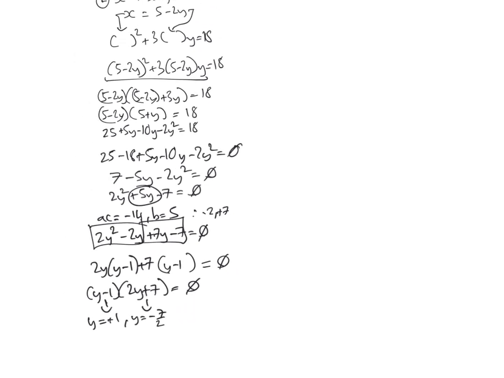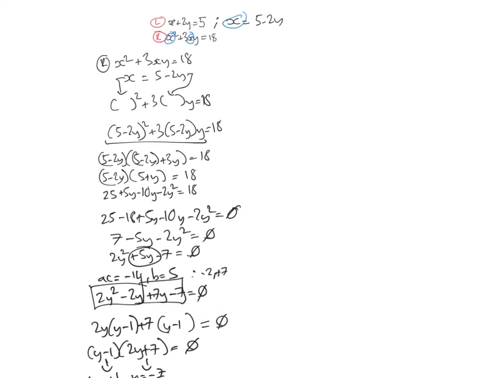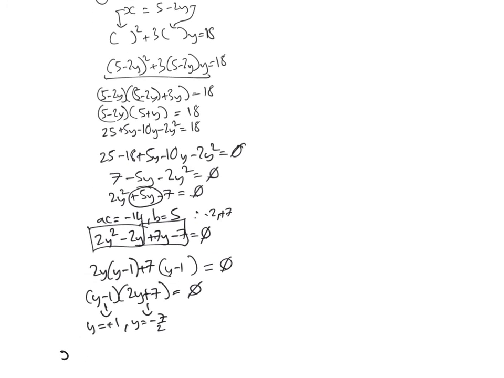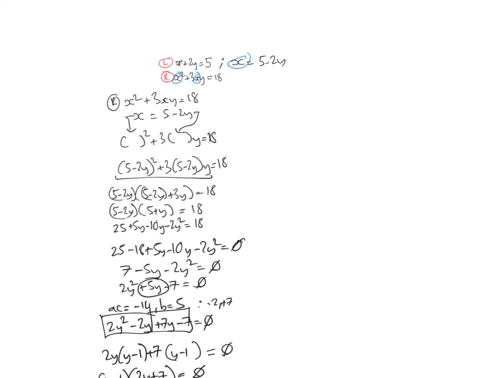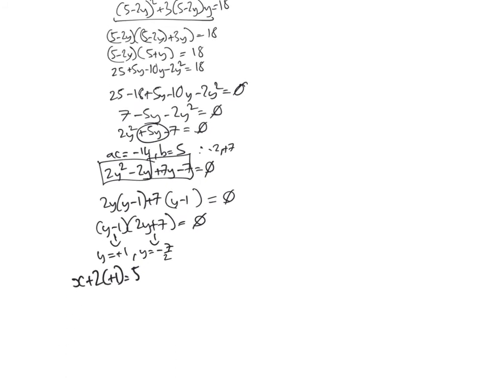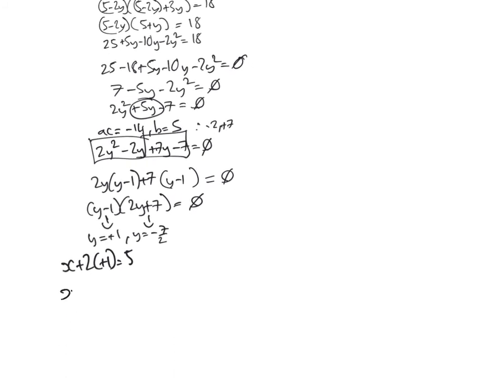So now we've got the y values, we're going to substitute it in. x plus 2y equals 5, did I say? I forgot what it was now. Equals 5. Yeah. So x plus 2 equals 5. So x equals 3. So our solution is 3, 1 for that one.